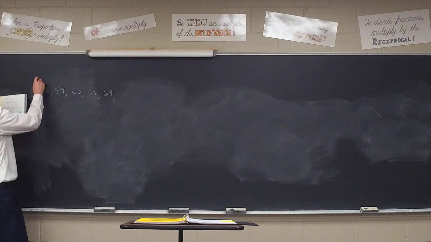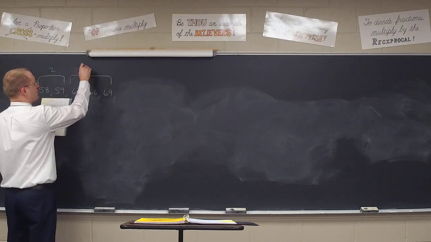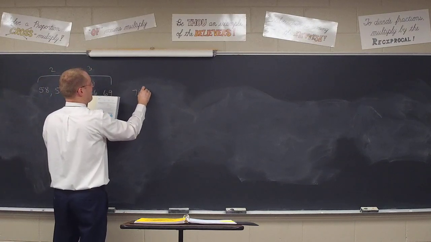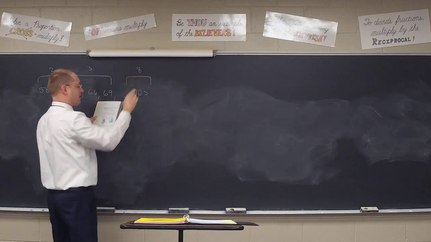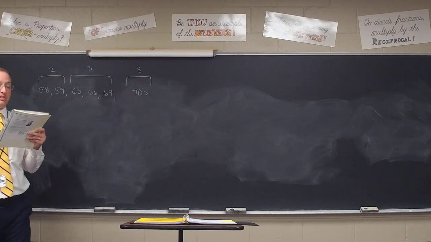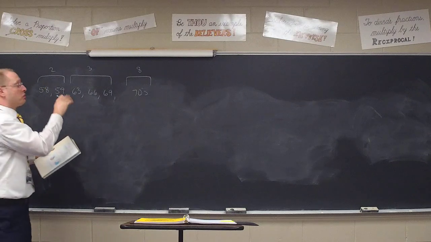Let's write this down. So in the 50s, we have 2. In the 60s, we have 3. I'm just going to say 70s, we have 8. 71, 73, 75, 76, 77, 77, 78, 79. But there's 8 students in the 70s.